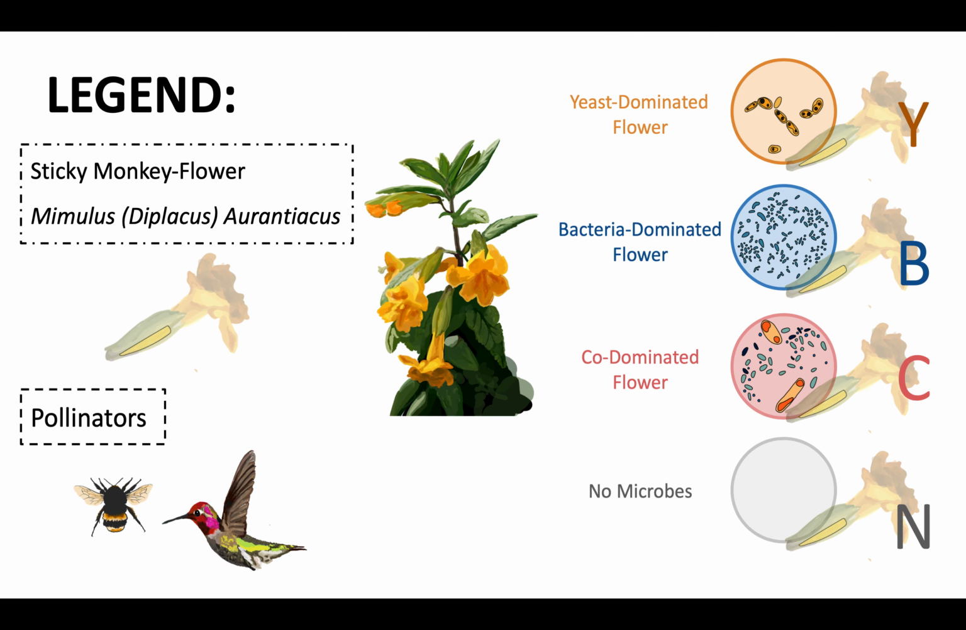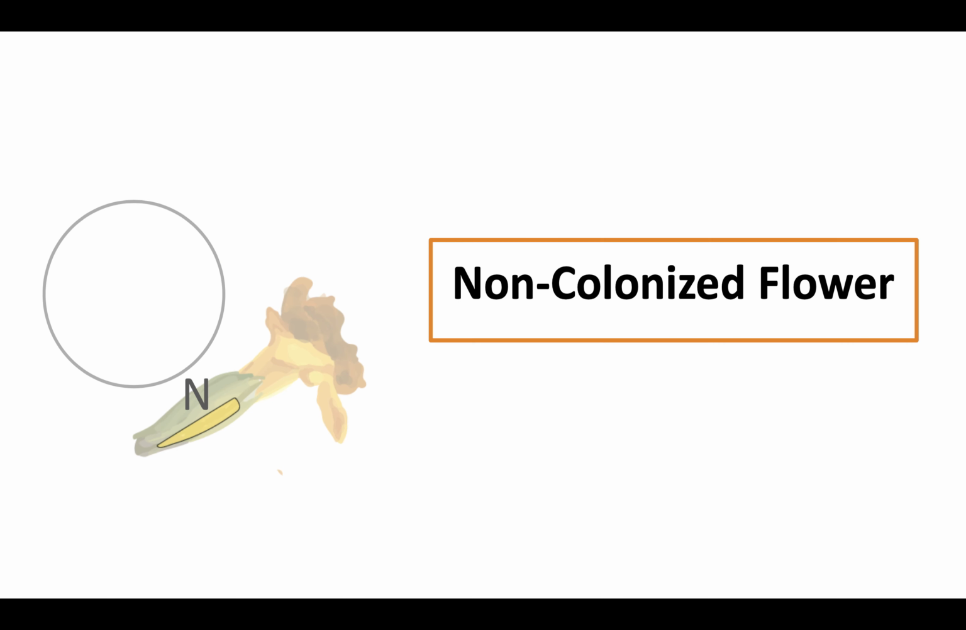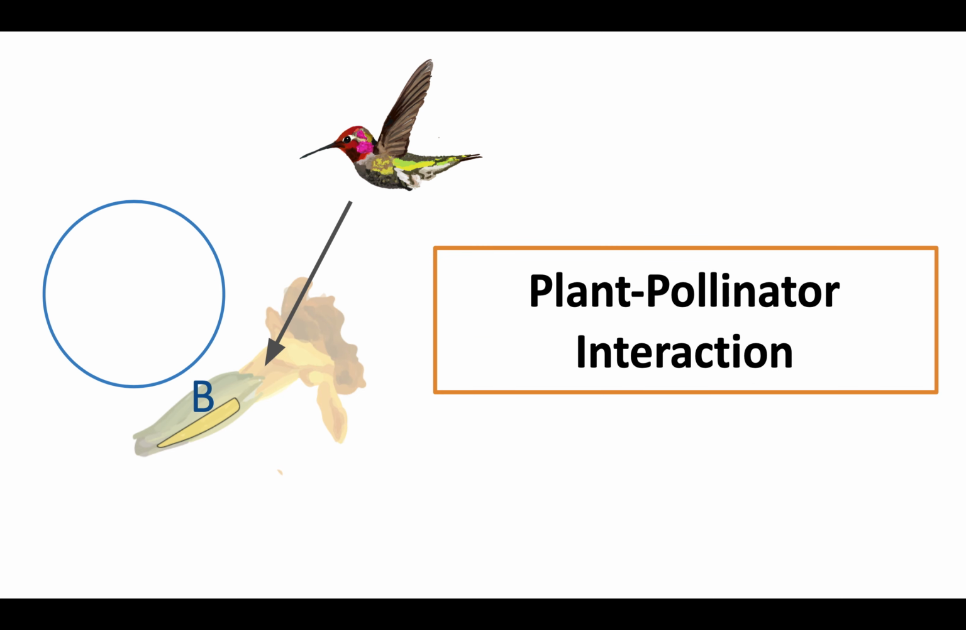Now I'm going to explain most of the parameters in the base simulation that Song wrote. In the base model, there are flowers that get pollinated by hummingbirds and bees. These pollinators carry microbes that are put into the flowers, which will then either be colonized by yeast, bacteria, co-dominated, or no microbes. At the beginning of a flowering season, the flower is not colonized by any microbe because it has not been visited by a pollinator yet. When the pollinator comes to get nectar, the flower gets inoculated. The flower will then be colonized by either bacteria, yeast, or both.